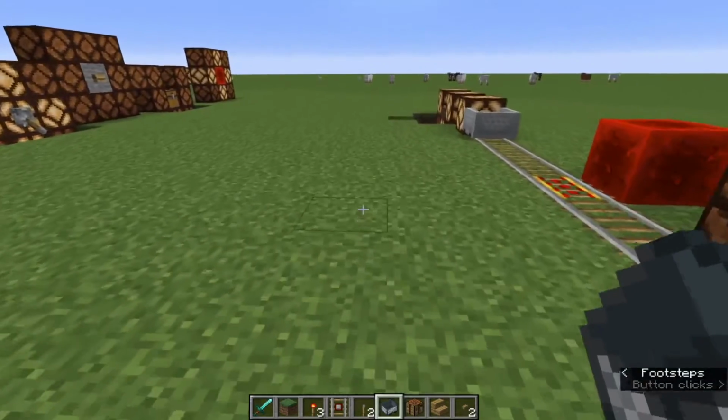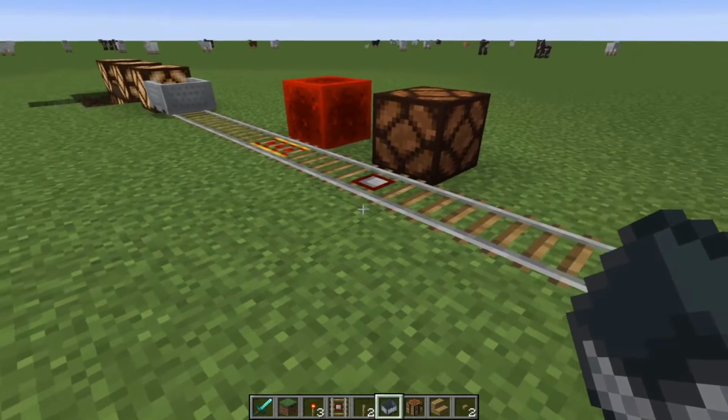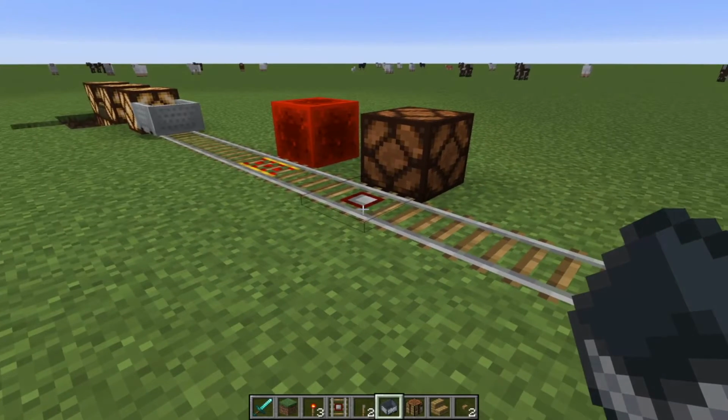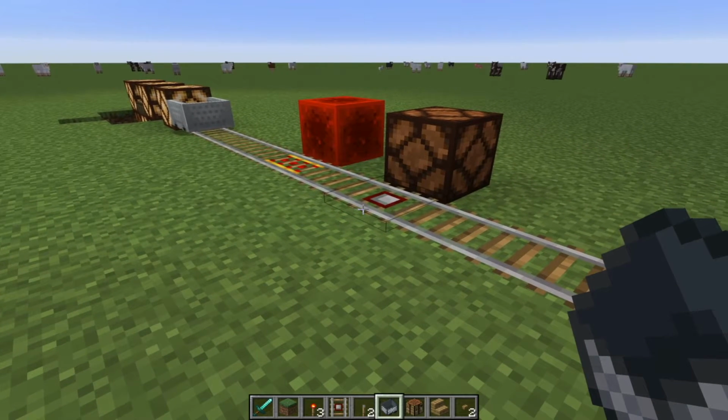Now, we haven't talked about repeaters and comparators yet, but they can both be activated by this signal. So can redstone dust and really any other redstone component that you have adjacent to this rail.